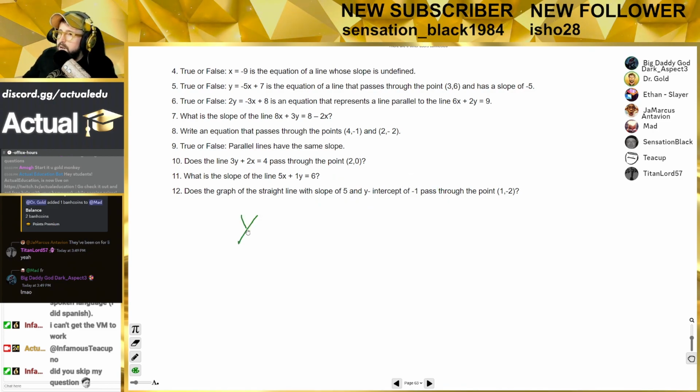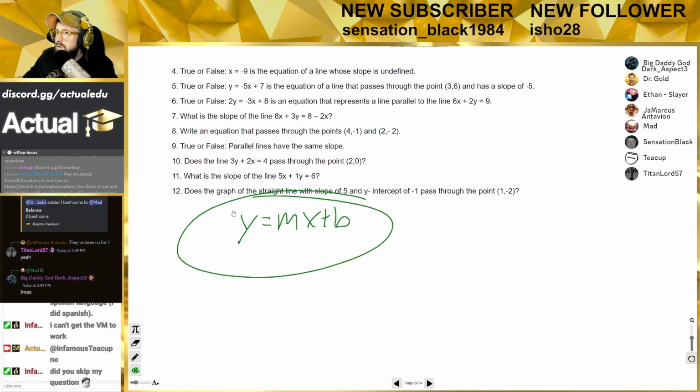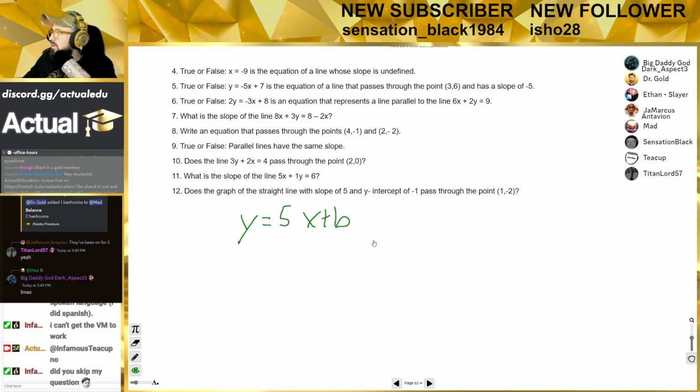What does the equation of a line usually look like? mx plus b. Good. What is m? The slope. Good. What is the slope in this case? 5. Good. What is b? -1. Good, the y-intercept. So this becomes y = 5x - 1.